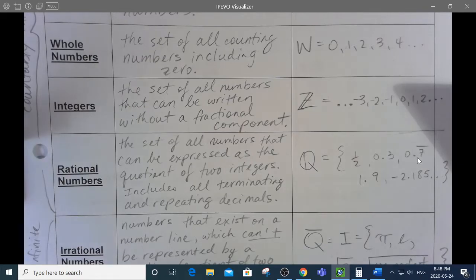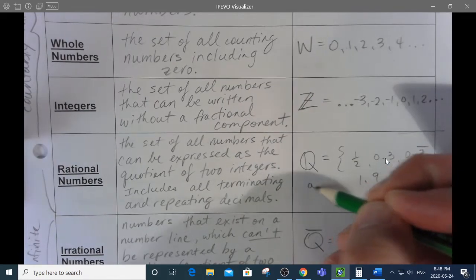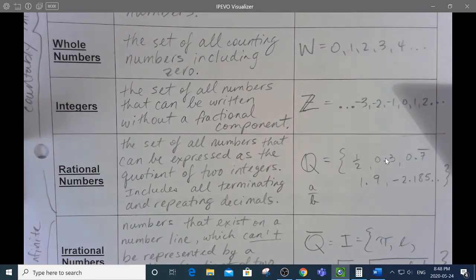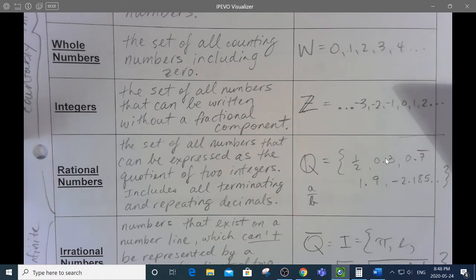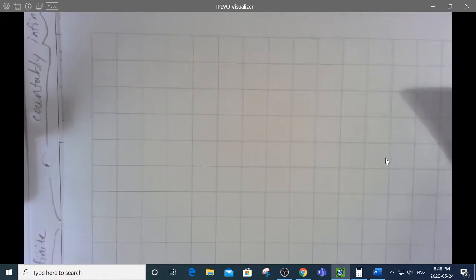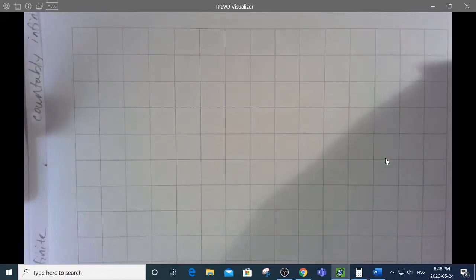7 repeating is 7/9. 0.3 is 3/10. 1.9 is 1 9/10, or if you like, 19/10. Everything here is an integer a over an integer b, where b isn't 0. So all of those things can be represented as a number over a number. And if I were to take a grid like that, and I start putting fractions on that grid.